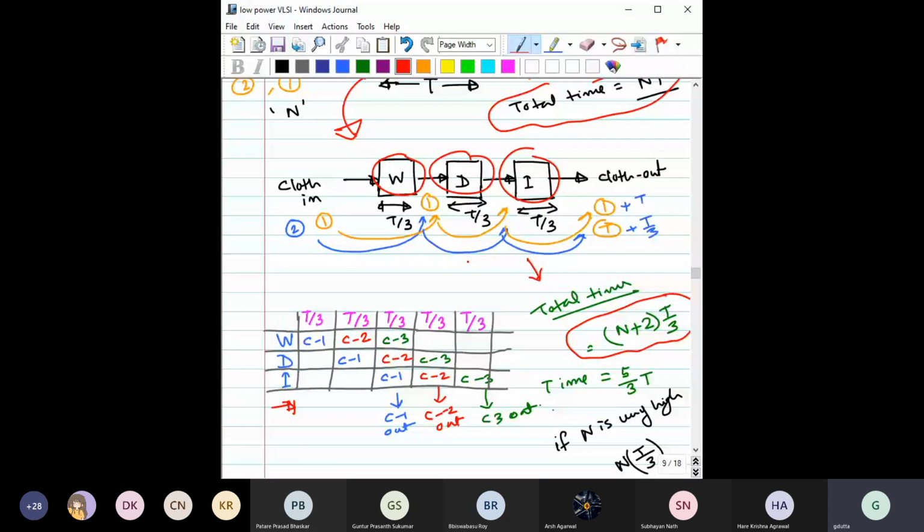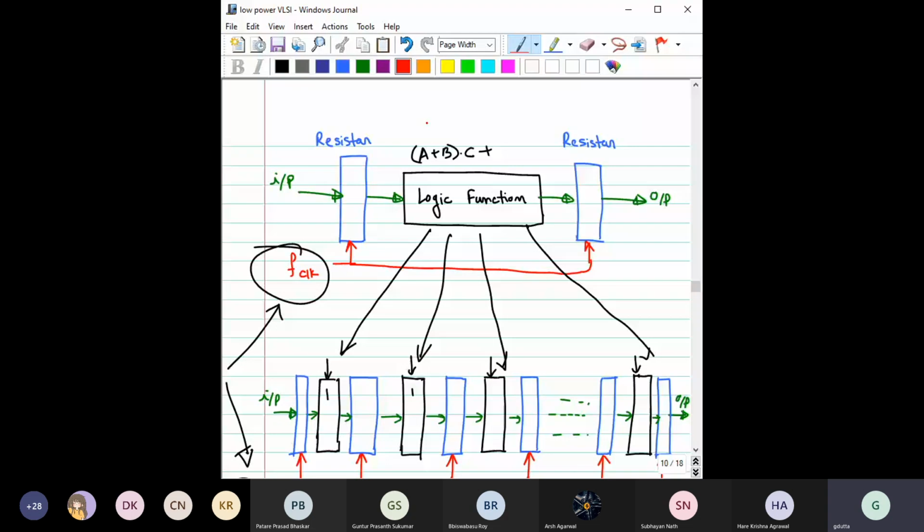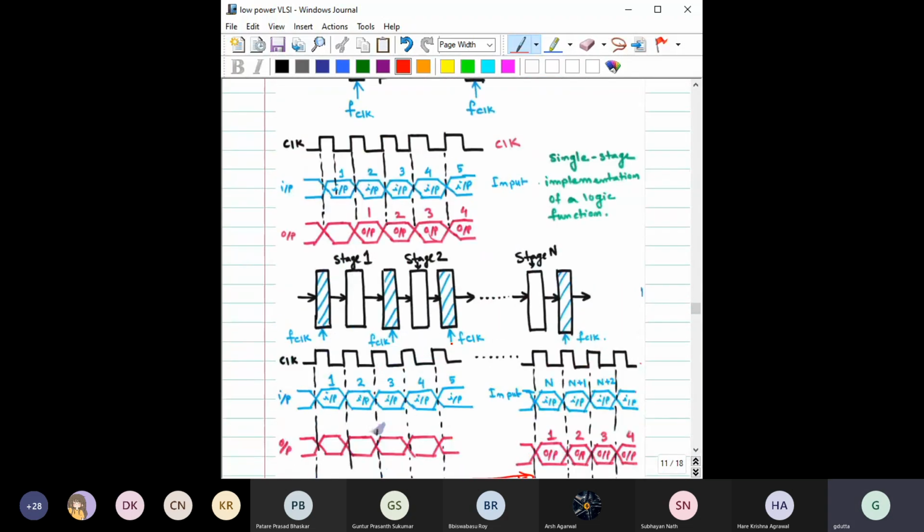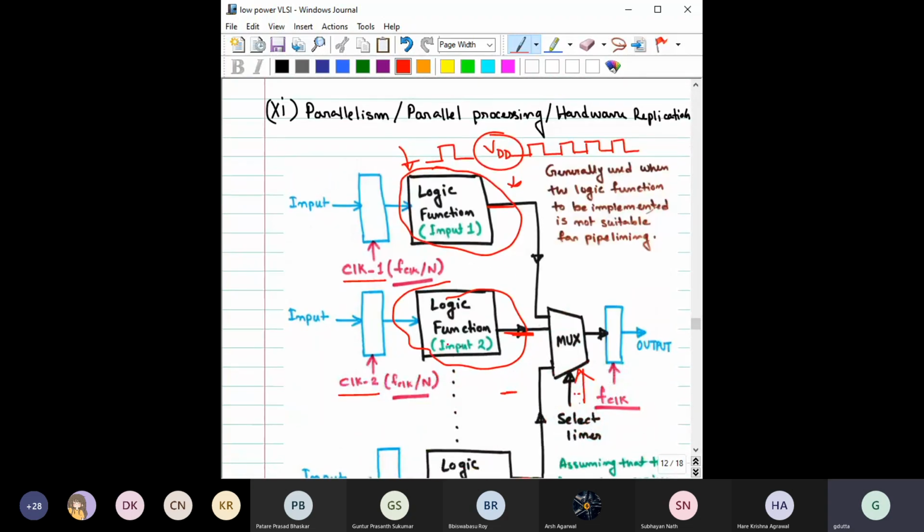The same thing can be applied to logical operations. You can make this part one block, the next part one block, the next part one block, right? Instead of implementing the total logic function here, you can break it into smaller parts. That will speed up the process, right? But then your argument would be that we do not want to speed up, so we will reduce the speed by reducing VDD. That will reduce the power dissipation. I think this is already clear to you. I am not going to discuss it. The next concept is called the pipelining concept.